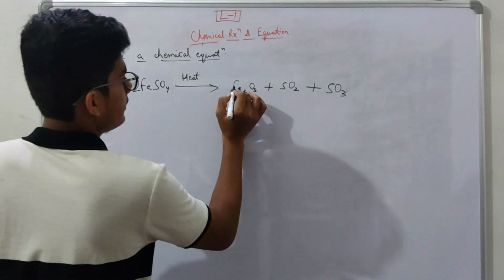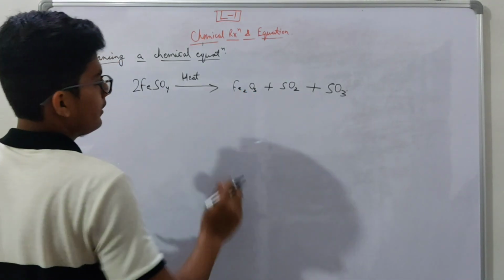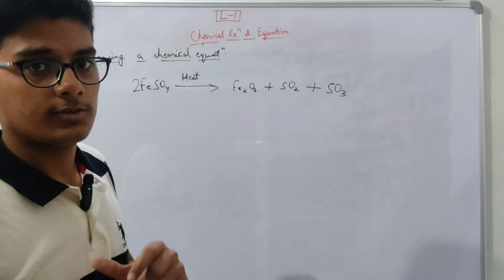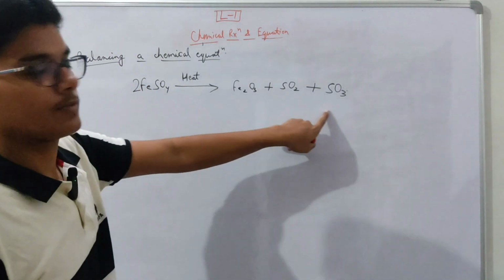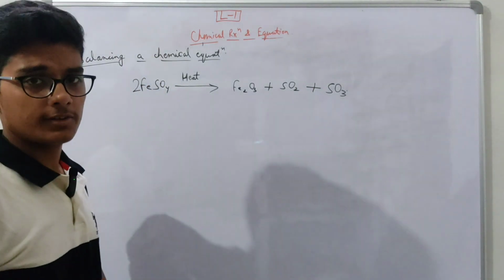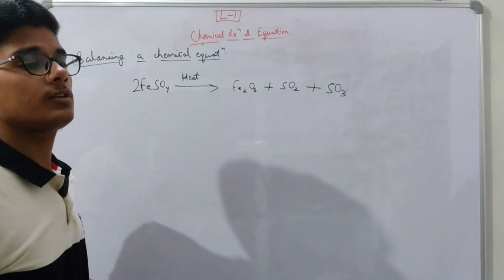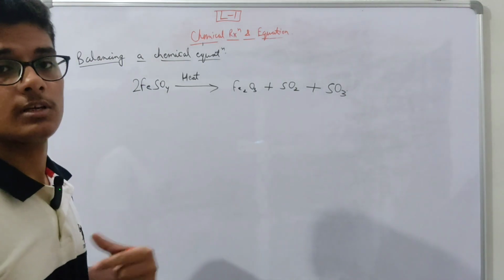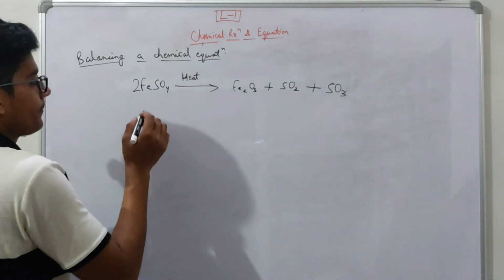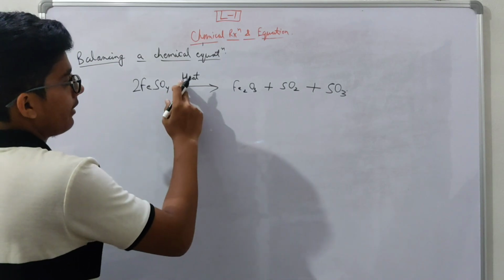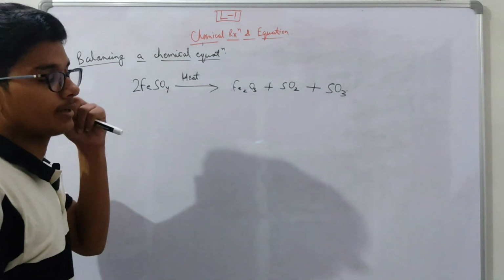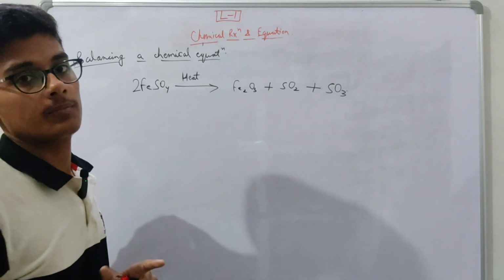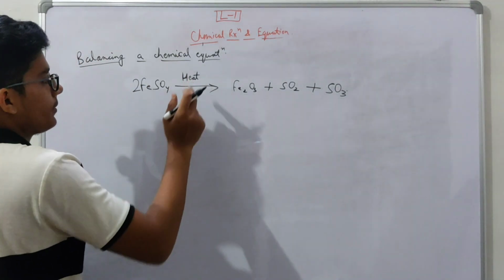And one thing you should know is that it is not necessary in every equation to show the physical state. We can clearly say that I am not showing the physical state here. Physical state is not necessary. It is only used for additional information. Example, here I am giving heat. This is also additional information, that after giving heat it can decompose. Okay, so this is additional information.